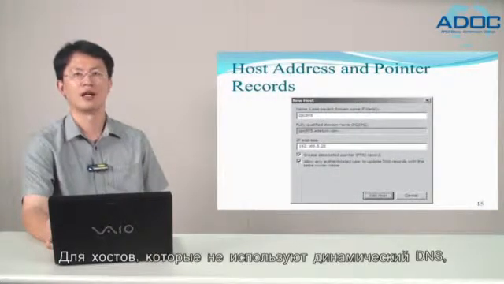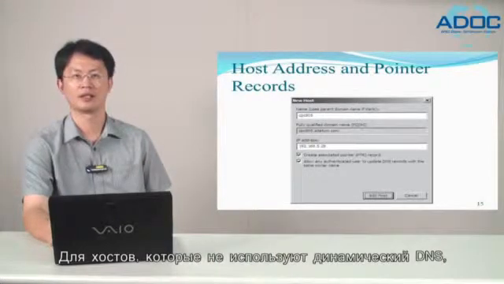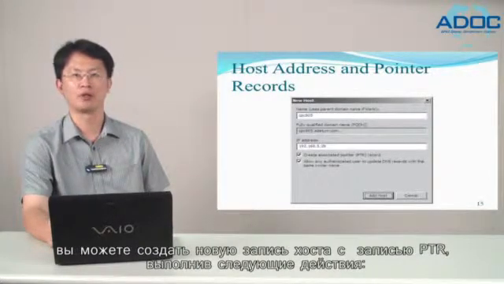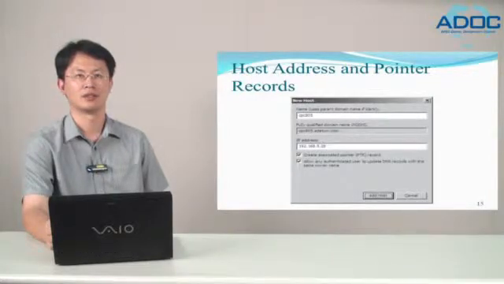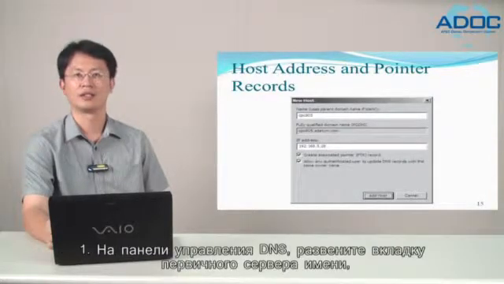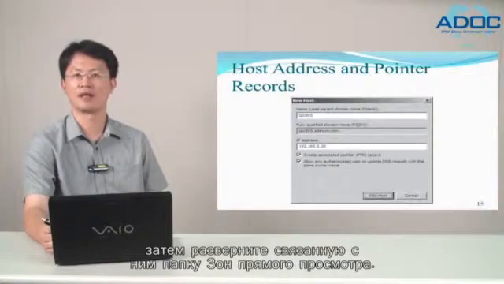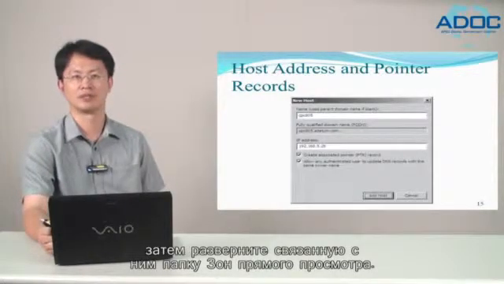For hosts that don't use dynamic DNS, you can create a new host entry with A and PTR records by completing the following steps. In the DNS console, expand the nodes for the primary name servers, and then expand the related forward lookup zone folders.